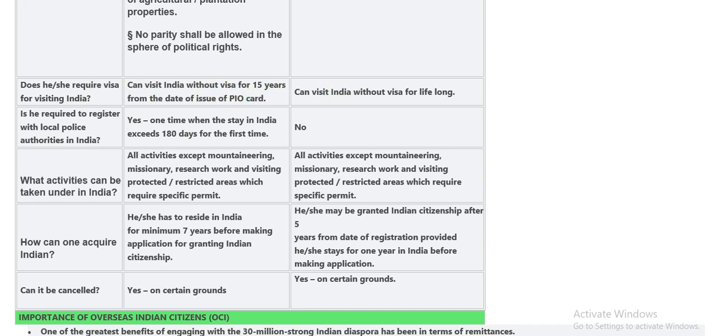Does he or she require a visa for visiting India? PIO: can visit India without visa for 15 years from the date of issue of PIO card. OCI: can visit India without visa for lifelong. Is he required to register with local police authorities in India? PIO: yes, one time when the stay in India exceeds 180 days for the first time. OCI: no. What activities can be taken up in India?